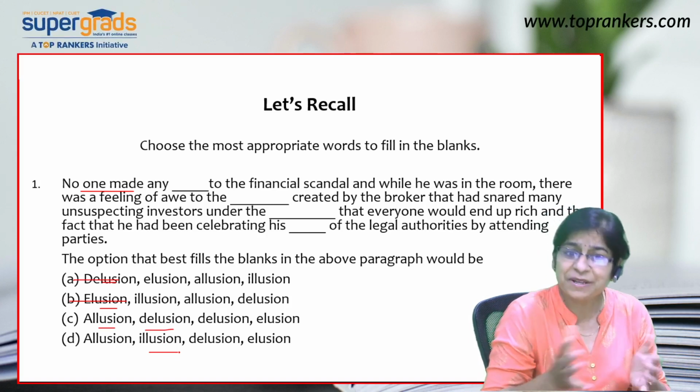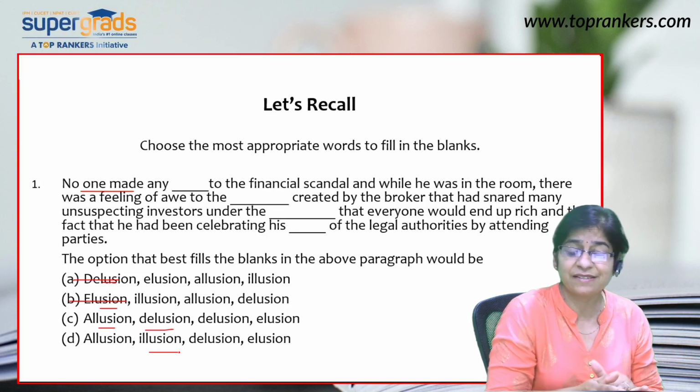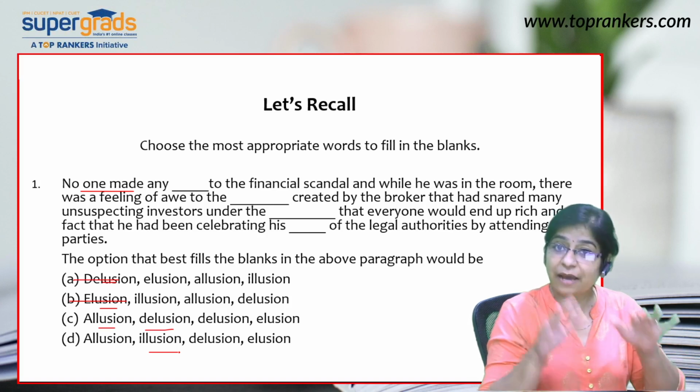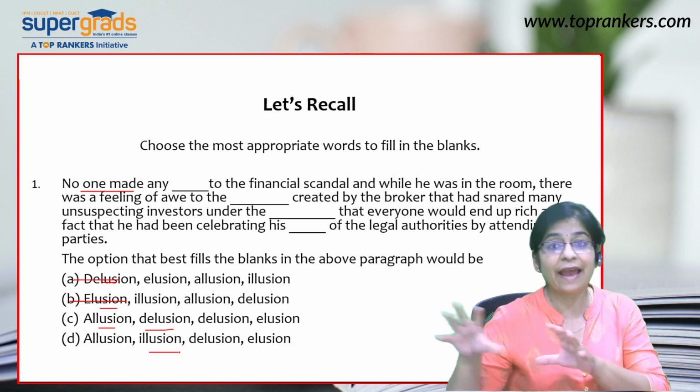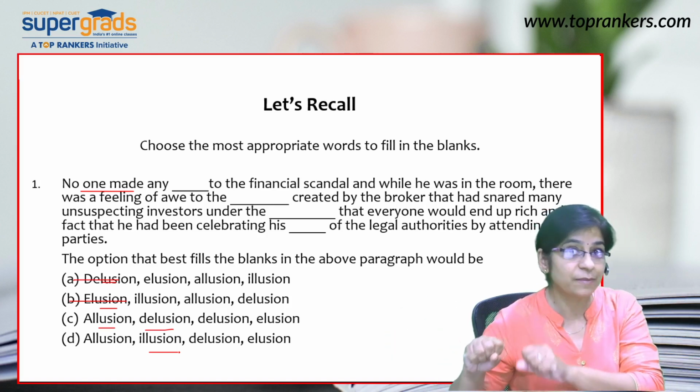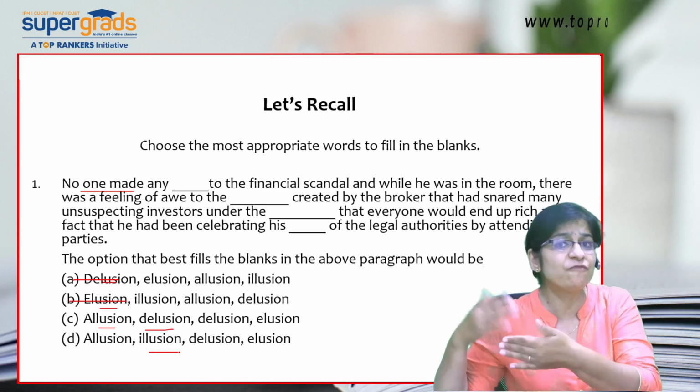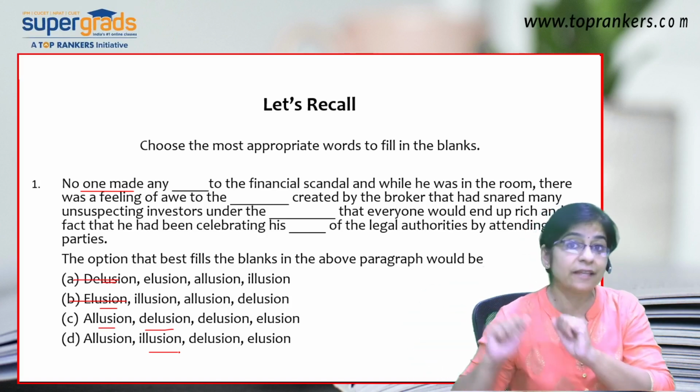that had snared, that had trapped many unsuspecting investors under the dash. Now, see, by creating that illusion, what had the broker done? He had trapped some unsuspecting investors and he had made them falsely believe that they would end up rich.